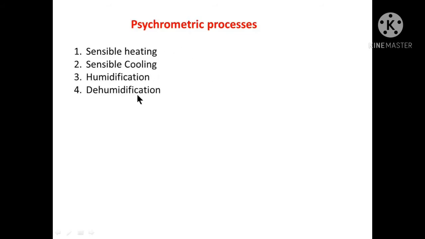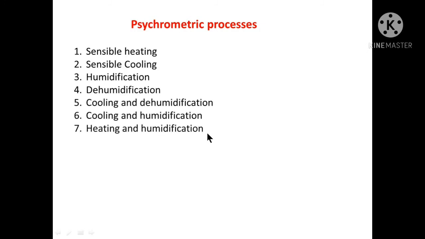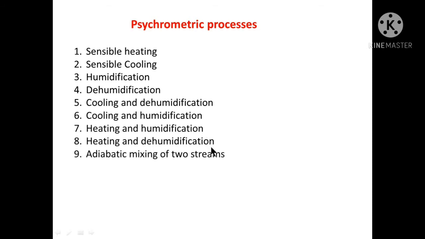Now we are going to see the different psychrometric processes. The first one is sensible heating, then sensible cooling, humidification, dehumidification, cooling and dehumidification, cooling and humidification, heating and humidification, heating and dehumidification, and adiabatic mixing of two streams.